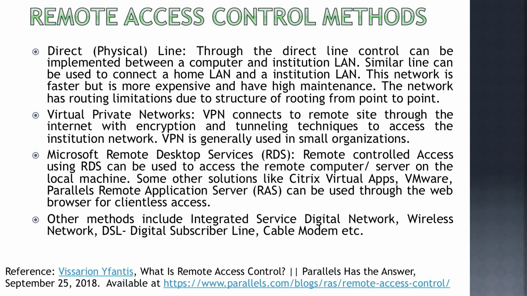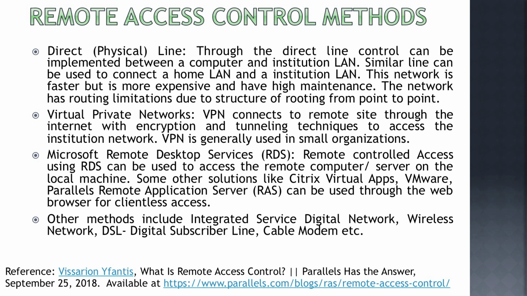Similar to the direct physical line, there are virtual private networks, which are known as VPNs, which connect to the remote site through the internet with encryption and tunneling techniques to access the institution network. VPN is generally used in small organizations. The third one is the Microsoft Remote Desktop Service, which is known as RDS. Remote controlled access using RDS can be used to access the remote computers or the servers on the local machine. Some other solutions like Citrix Virtual Apps, VMware, Parallels Remote Application Server, which is known as RAS, can be used through a web browser for clientless access.